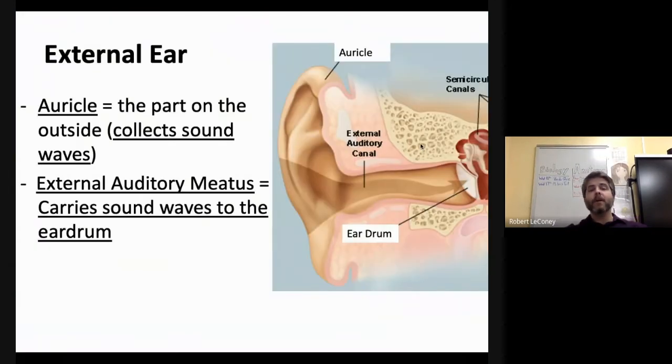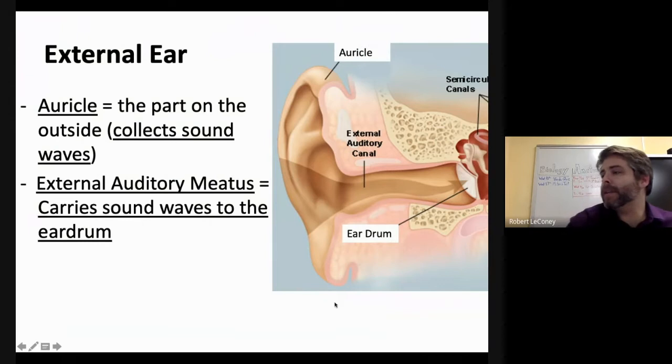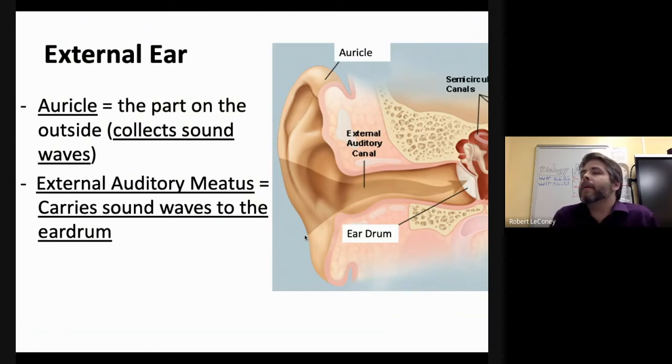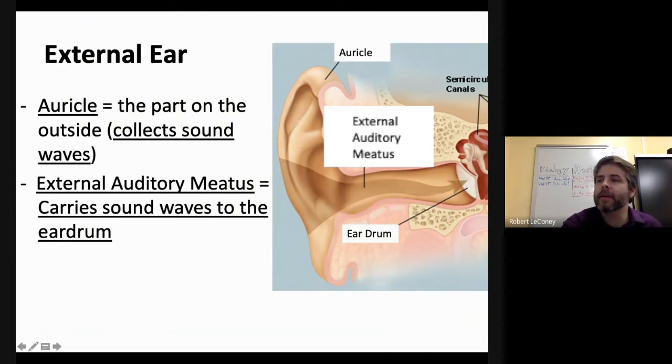Let's go into detail. Auricle, the part on the outside that you're used to seeing. Again, that's pronounced auricle. Weird pronunciation. This is the part on the outside that collects sound waves. Nice and simple. It's a funnel. And as it funnels those sound waves into your external auditory meatus, which is just a tunnel, it is going to carry sound waves to your eardrum.